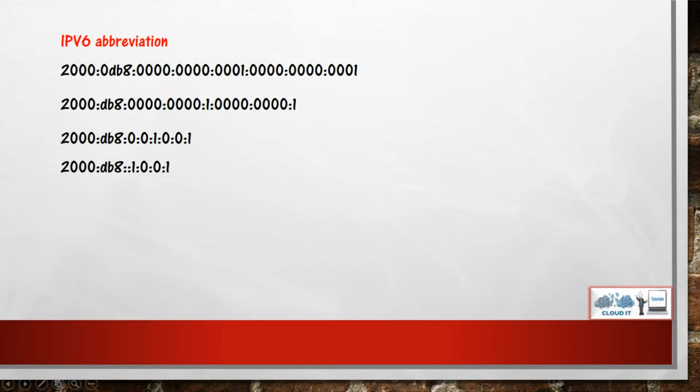Now again, it can be abbreviated in this way. If there are contiguous zeros in multiple groups, they can be represented by a double colon. So this is correct. It can also be represented in this way because here too there are contiguous zeros, so it is represented by a double colon here. But the problem is we can't use the double colon in more than one place like this. This is wrong. So either we can use the double colon in this way or in this way. This is ipv6 abbreviation.